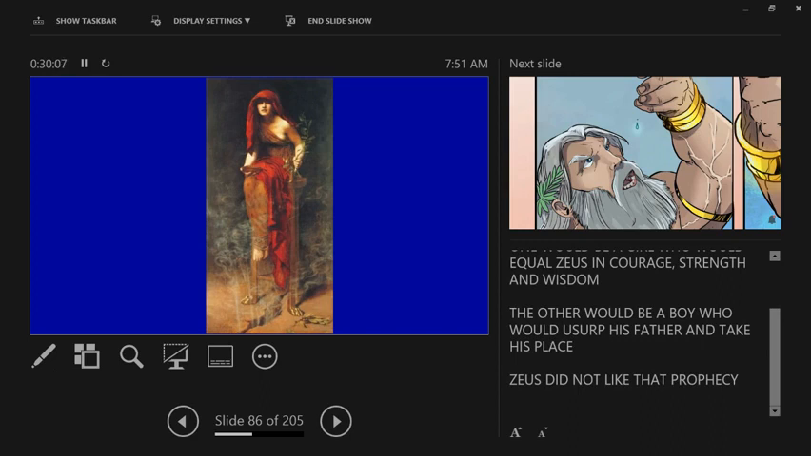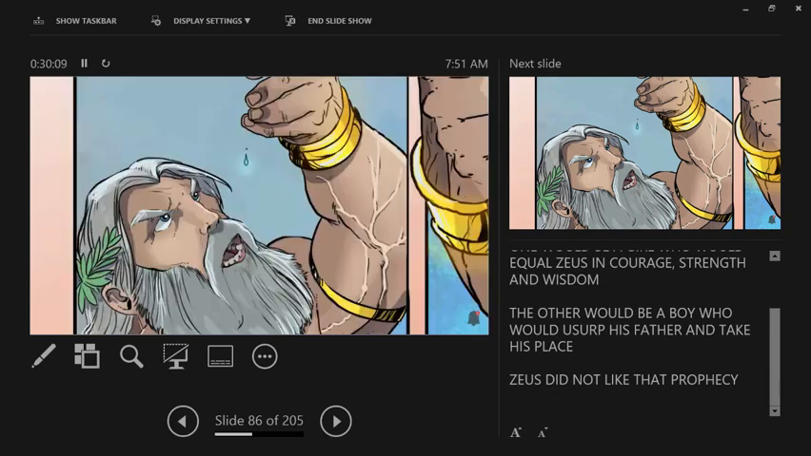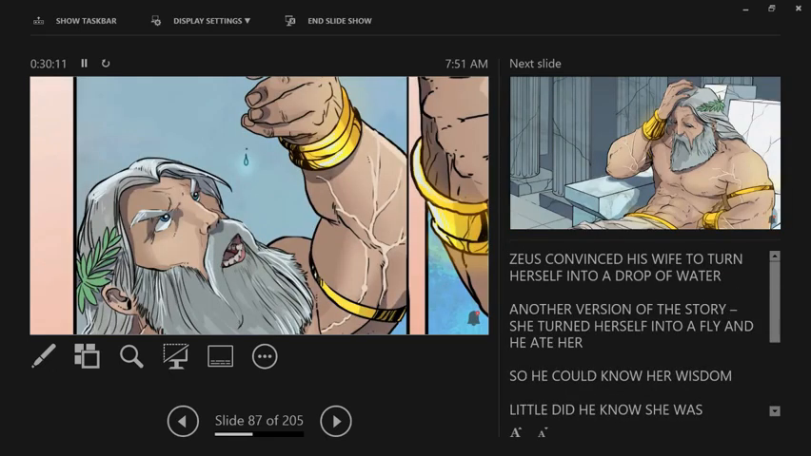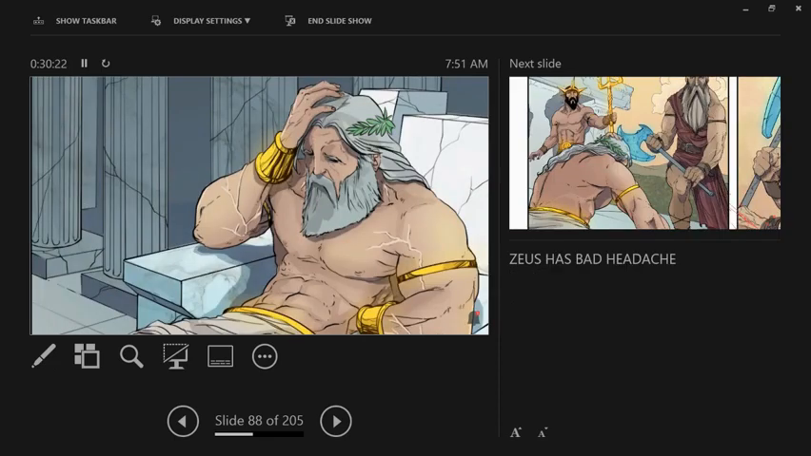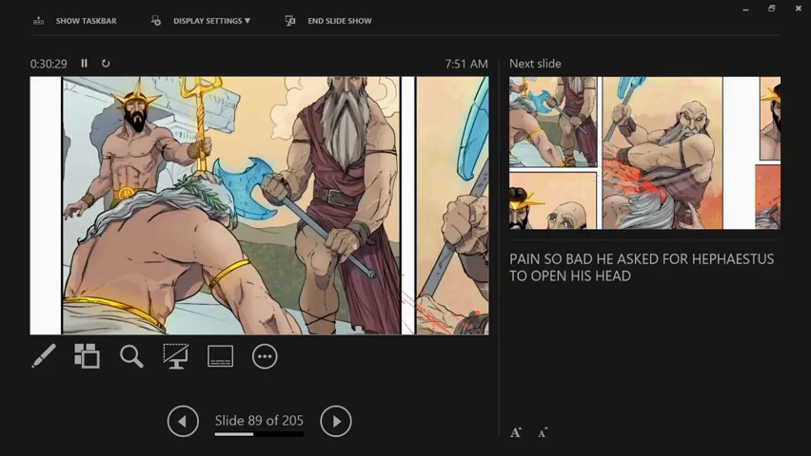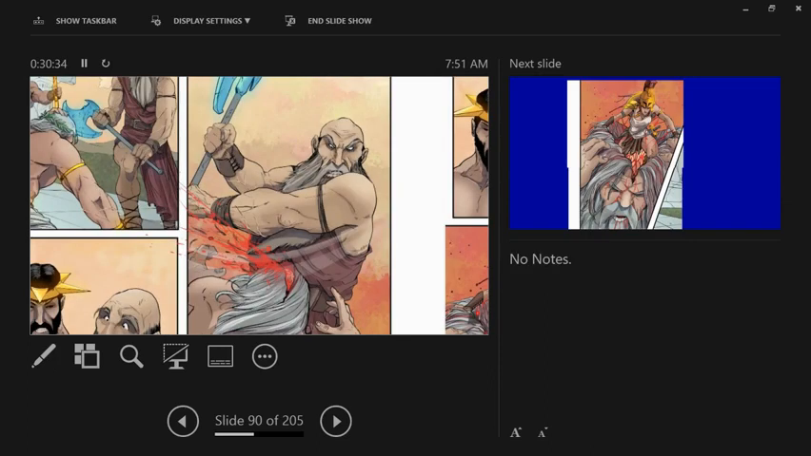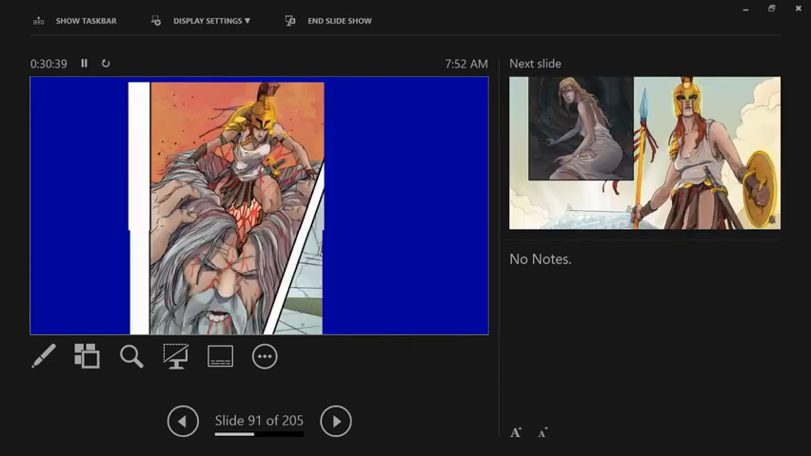Zeus did not like that prophecy. So he convinces his wife to turn herself into a drop of water, and then he drinks her. So now she is inside of him. He begins to get headaches. The headaches are so bad that he asks Hephaestus to open his head to let the headache out. So Hephaestus cracks Zeus in the head, and out comes Athena, fully grown.